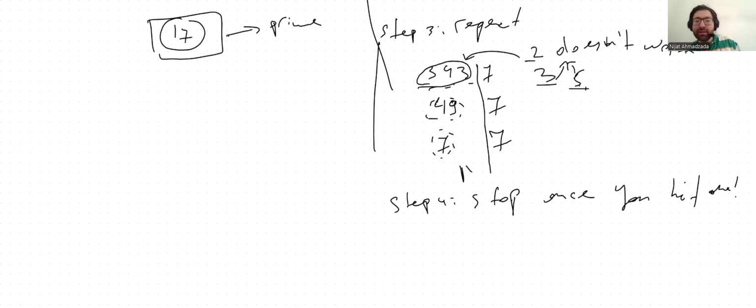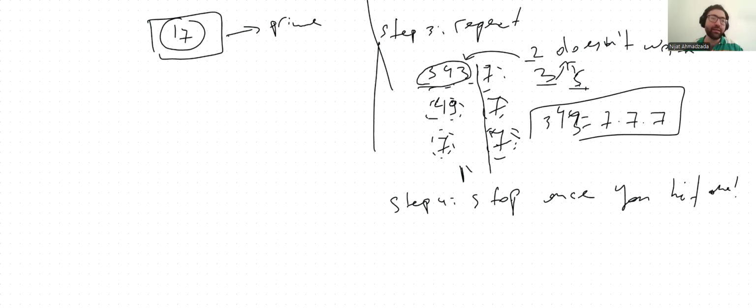So the numbers we got are 7, 7, 7. And we have to show it as a product of primes. So we can write 343 is equal to 7 times 7 times 7. You can try it yourself and you will see that the answer is correct.